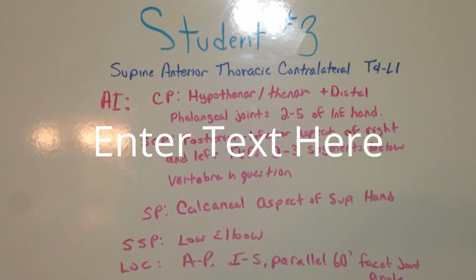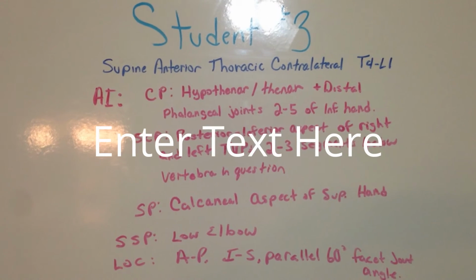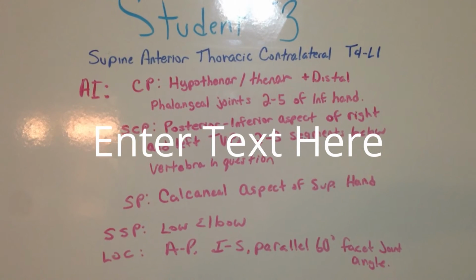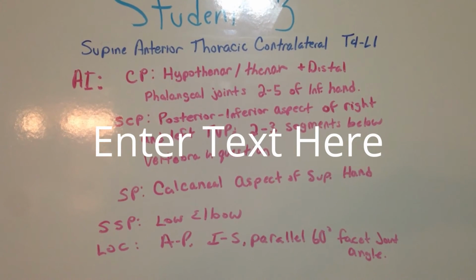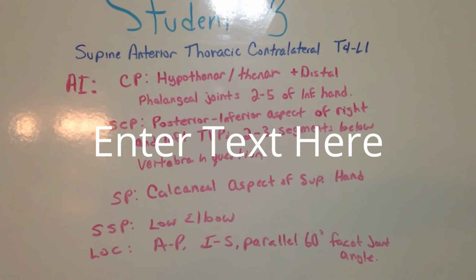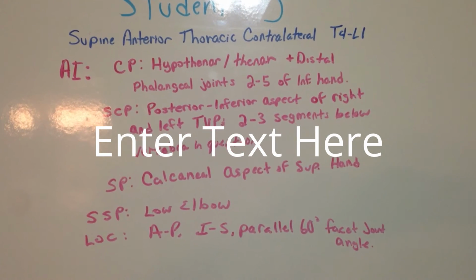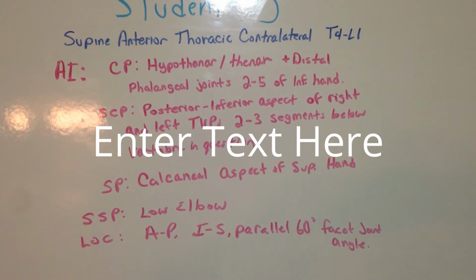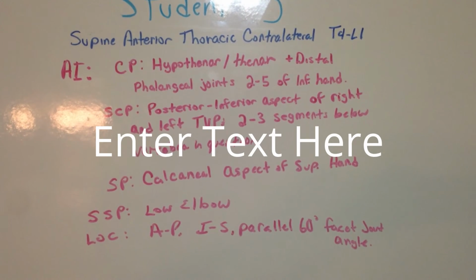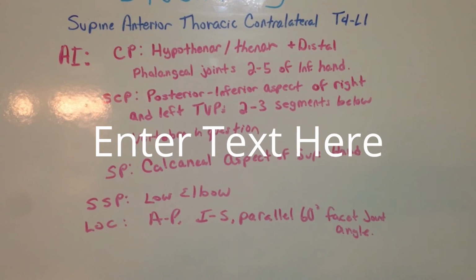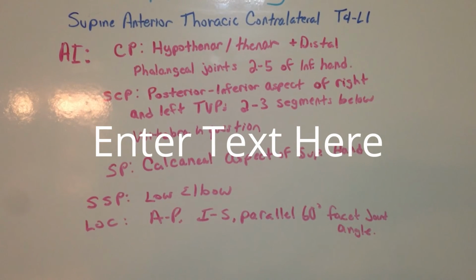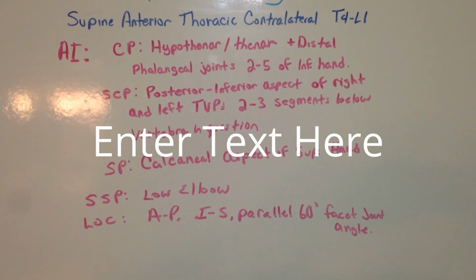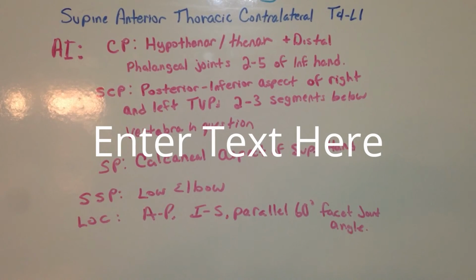Alright, supine anterior thoracic contralateral for T4 to L1. This is an AI. Contact point is hypothenar and thenar, distal phalangeal joints 2 through 5 of inferior hand. Segmental contact point, posterior inferior aspect of right and left TVPs, 2 to 3 segments below vertebra in question. Stabilization point is calcaneal aspect of superior hand. Segmental stabilization point is low elbow. Line of drive is A to P, I to S, parallel 6 degrees of facet joint angle.